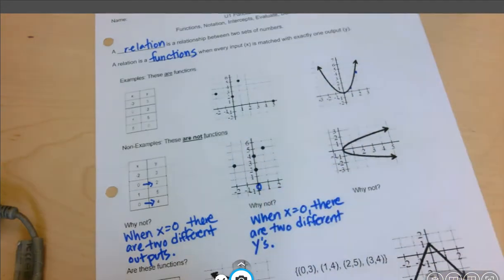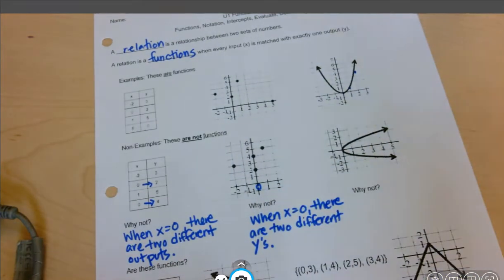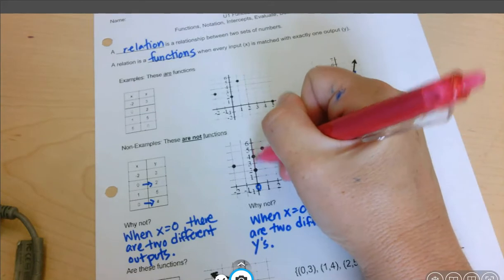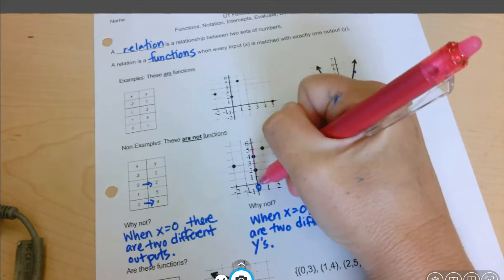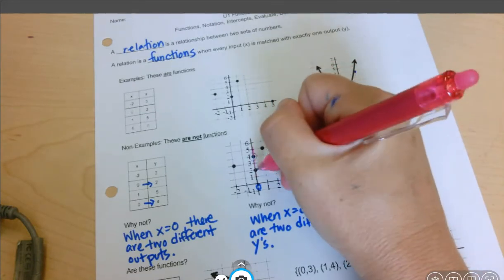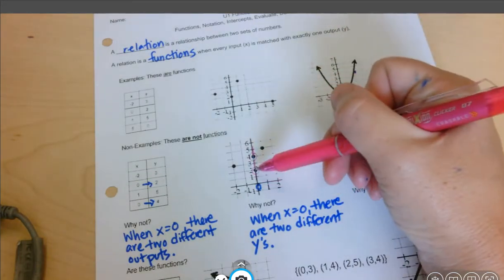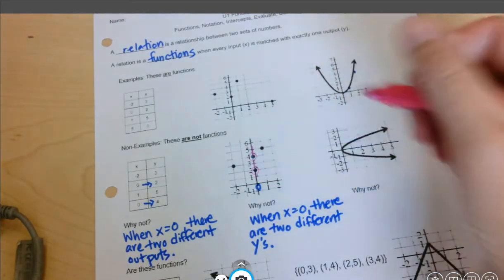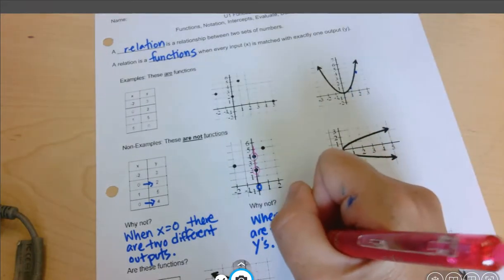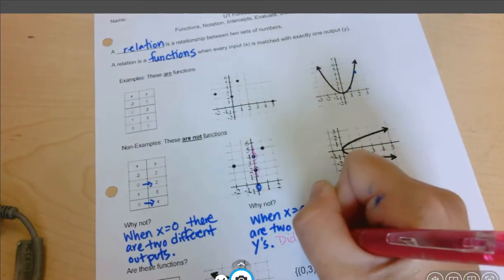Some people also like to use the vertical line test. The vertical line test finds those x values that have two different y's. If you can draw a vertical line that goes through two different points on the graph, that means they are an x value with different y values. So you can also write, did not pass vertical line test.